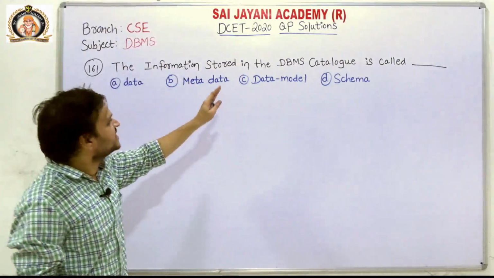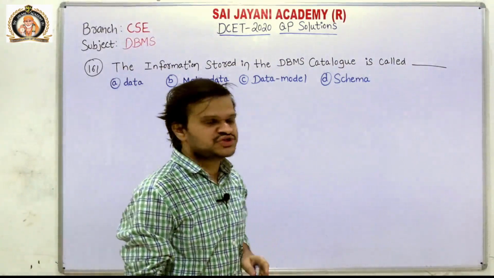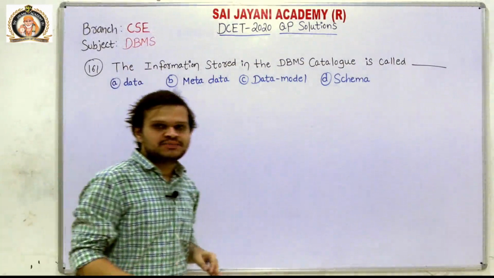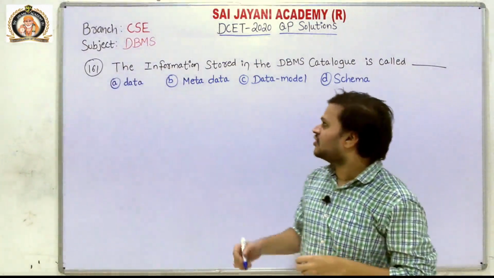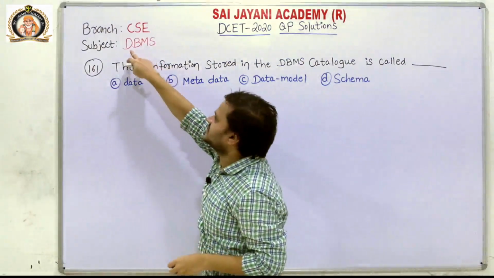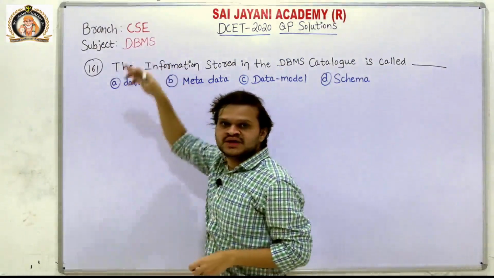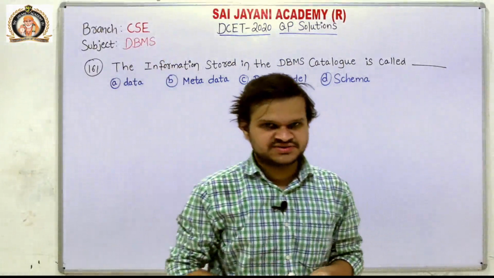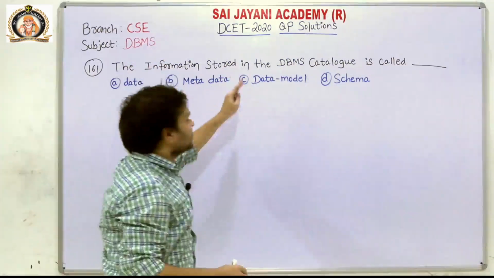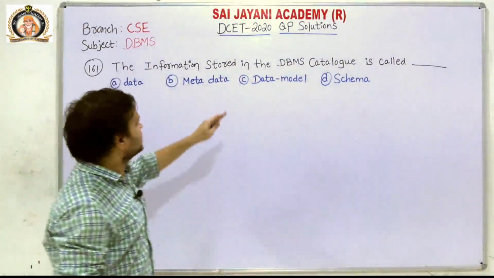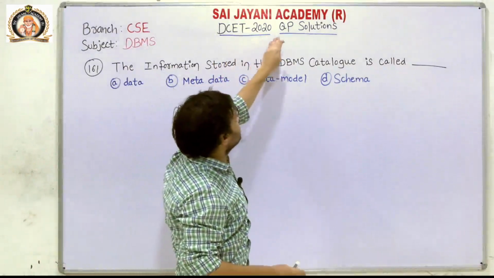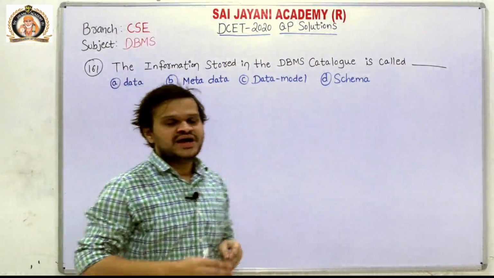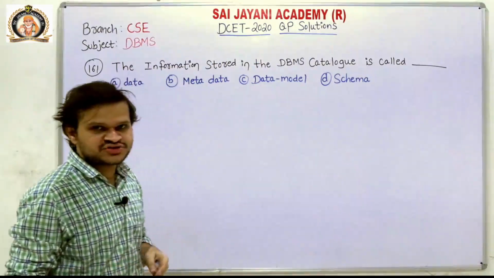For the Diploma CET 2020 question paper solution for the branch Computer Science and Engineering, this time I opted for the subject called DBMS, that is Database Management System. Every year from this subject they will ask 10 questions. Similarly, from the DCET 2020 question paper, they asked 10 questions, and we will try to solve those 10 questions one by one.